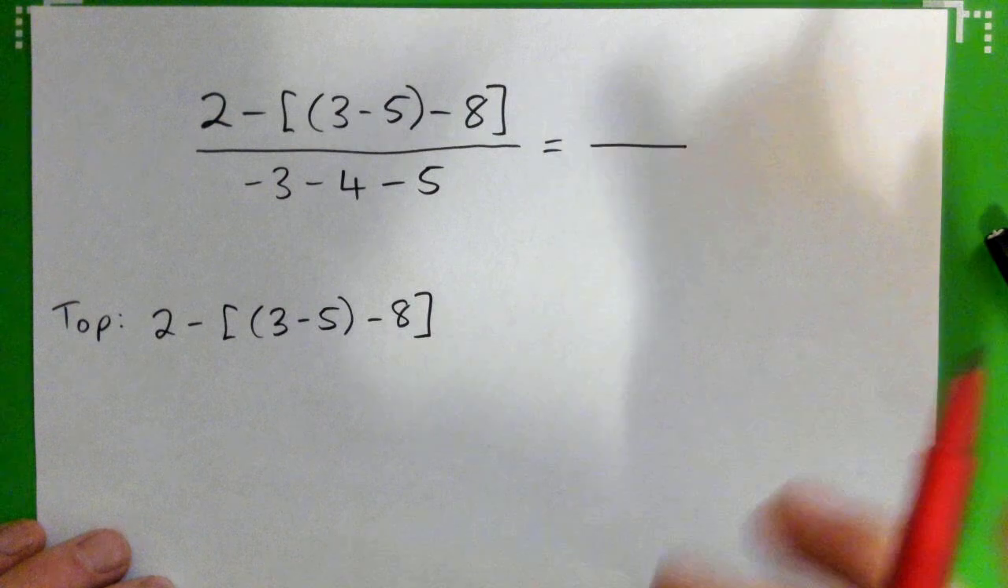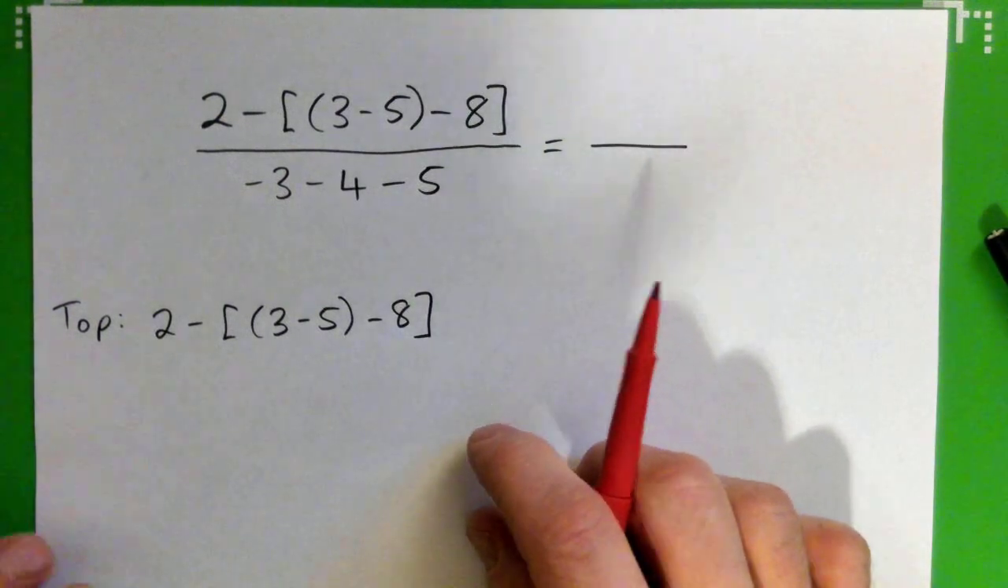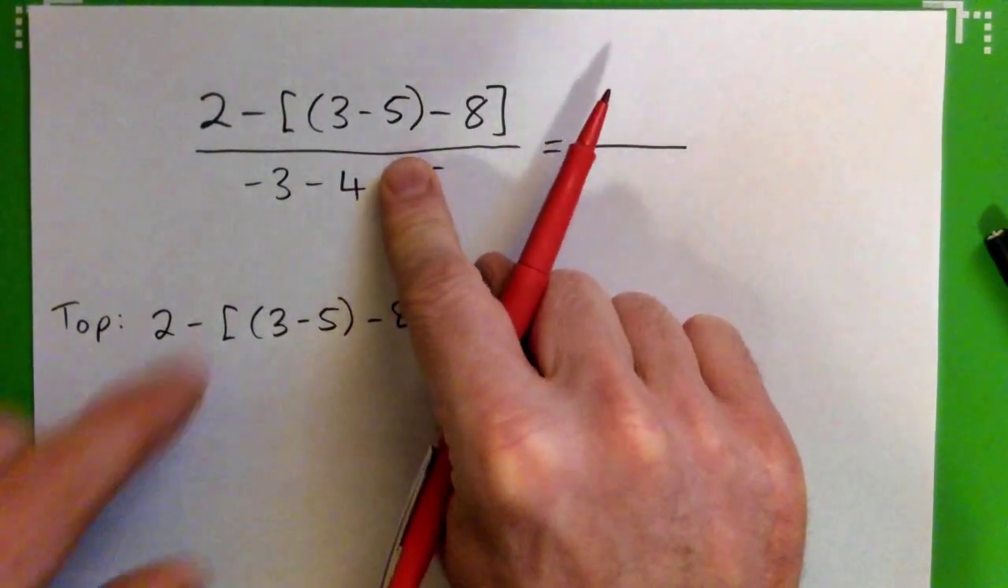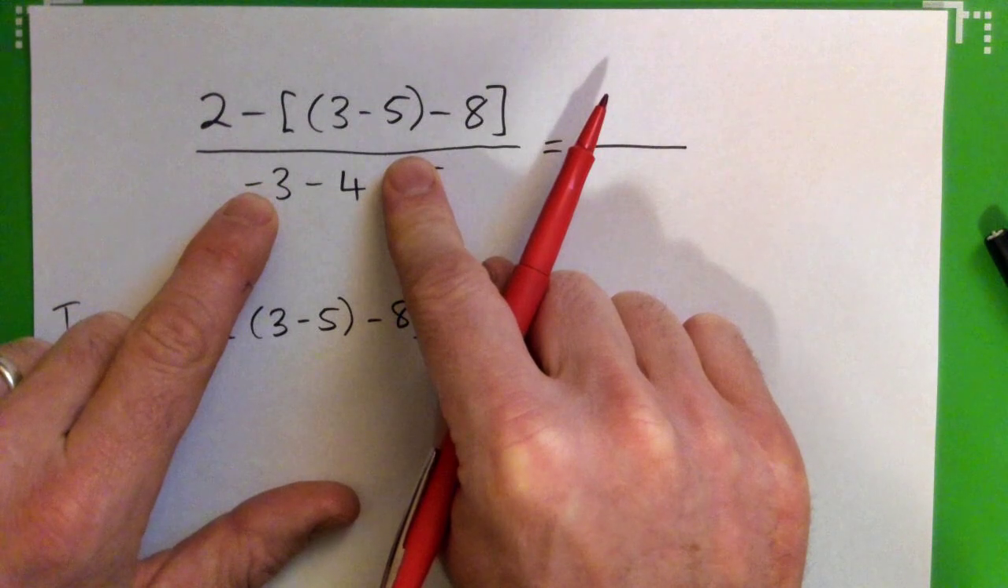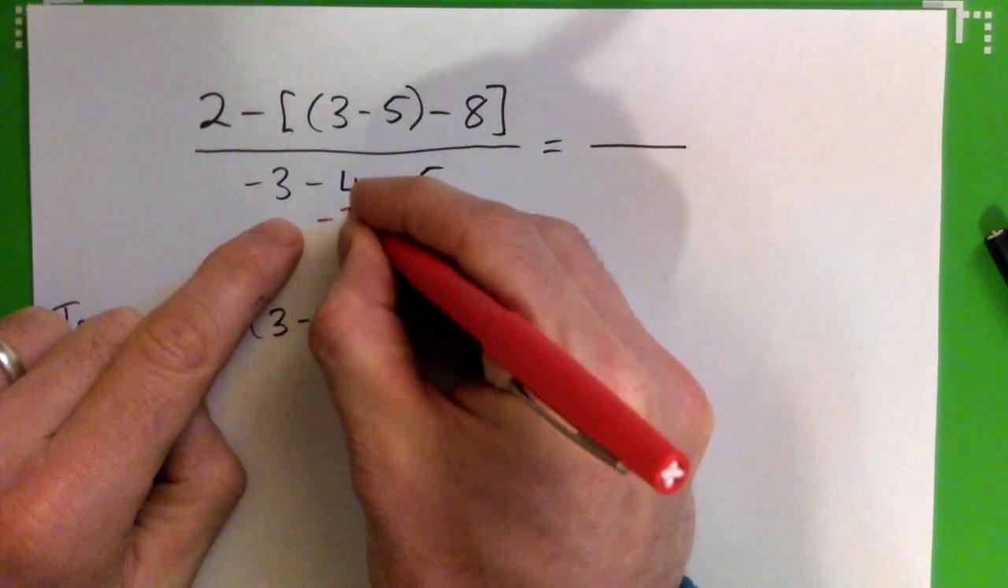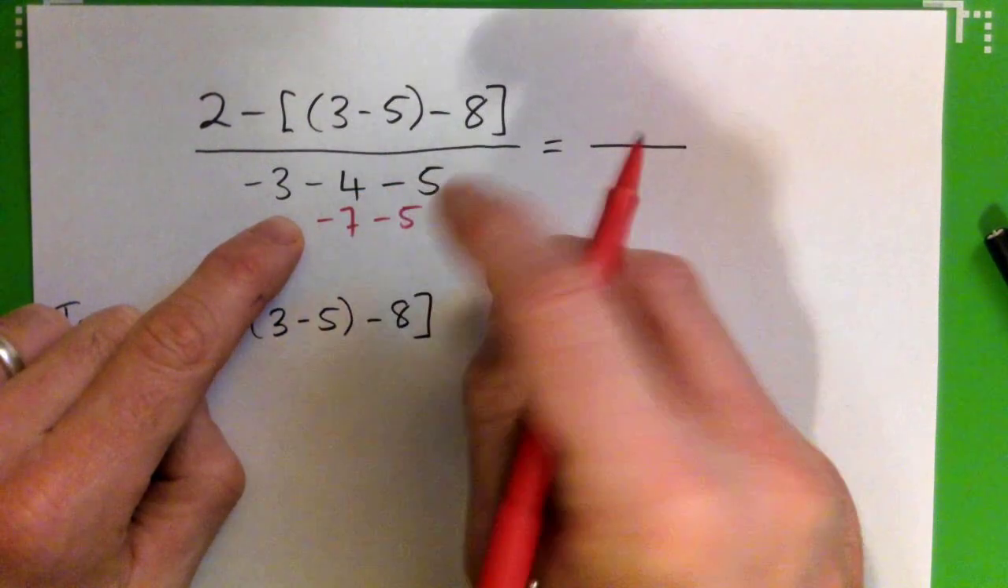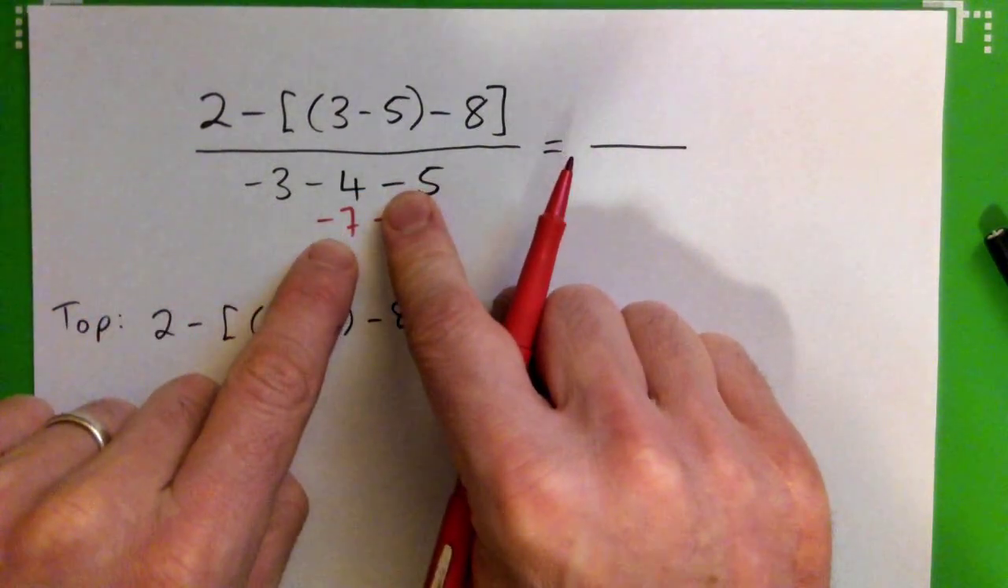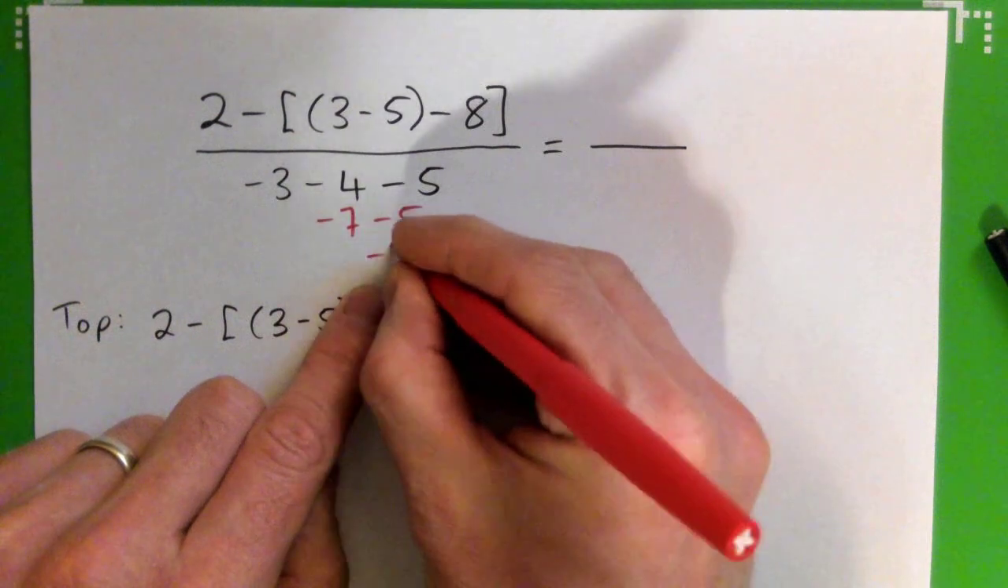There's a few different ways of doing this. One way is if you think I'm in debt $3 and then I spend 4, now I'm in debt by 7, and then subtract 5. I spend $5. Now I'm in debt by 12.